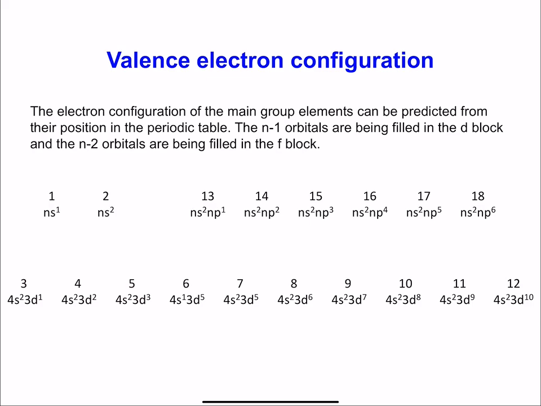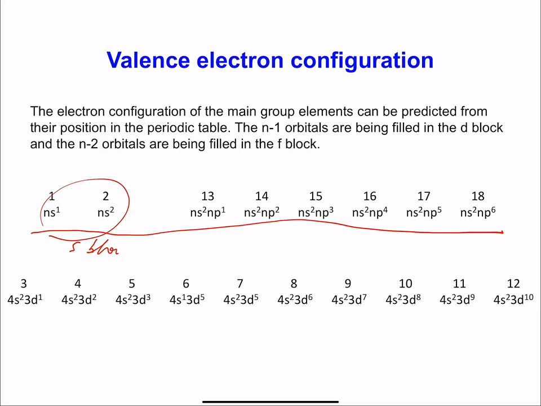So let's first look at the valence electron configuration. For main groups, that's very easy. Here is the main group, from group 1, group 2, group 13 up to group 18. Here, that's the S block, and here, that's the P block. Right. So for the S block, you can see the valence electrons are identical to their group numbers. So 1 for group 1, 2 S electrons for group 2.